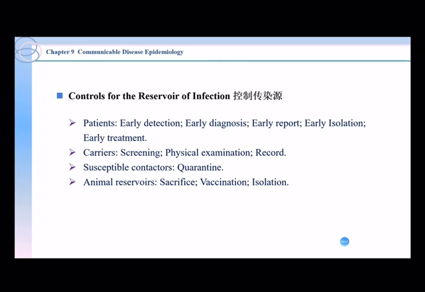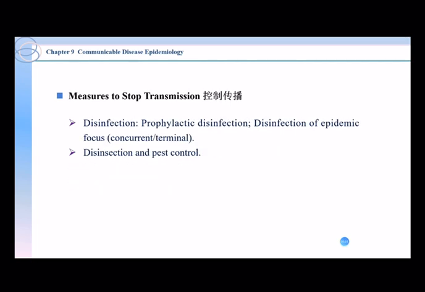For culling, for example, during this COVID-19, the Denmark government culled millions of mink because it was reported that COVID-19 virus variants were detected among them. So they were supposed to have the risk of spreading the virus to humans. There are also some measures to stop the transmission, for example, disinfection and pest control.